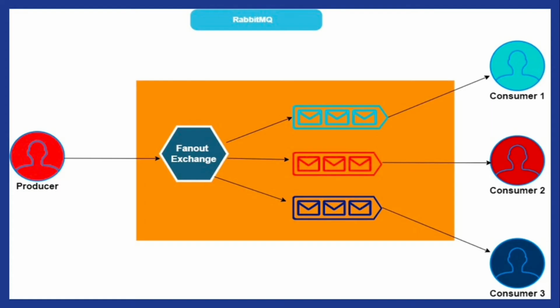Here is the pictorial representation of the RabbitMQ fanout. Whenever the producer sends a message, that message first goes into the fanout. Whenever the message is in the fanout, every queue in RabbitMQ will receive that message from the fanout. Fanout will send to every queue, and those queues will be consumed by their respective consumers, so they can read the message. This is the RabbitMQ fanout exchange flow.